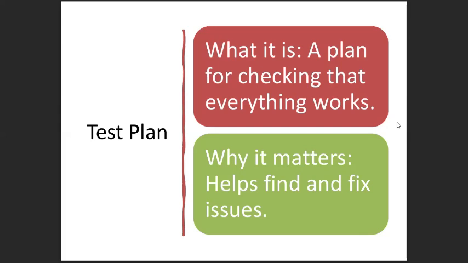So a test plan is for checking that everything works, basically. It helps to find and fix issues. So the software testers produce the test plan. During the implementation phase, a software tester produces a test plan to be able to test for quality and to know that what we are building is in line or not in line. And then if it's not in line, they are able to escalate.